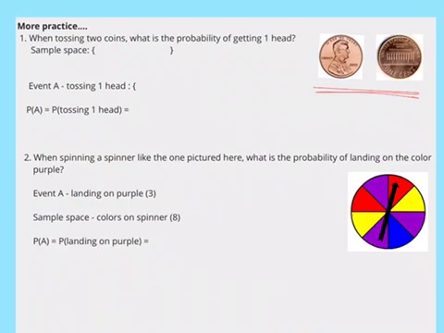So first I have to think about the sample space. What are all the possible outcomes I could have if I'm tossing 2 coins? I could end up with heads, heads, or heads, tails. I could have tails, heads, or tails, tails. I have a total of 4 possible outcomes.